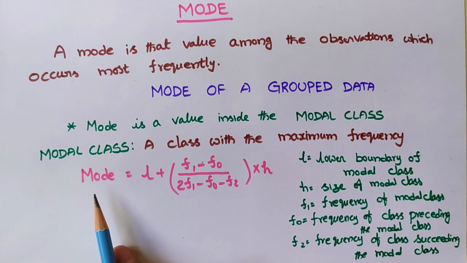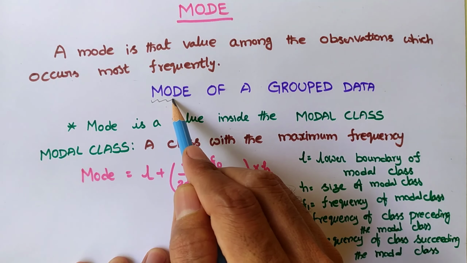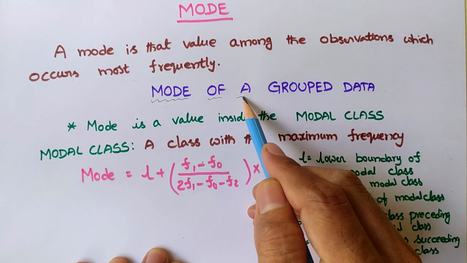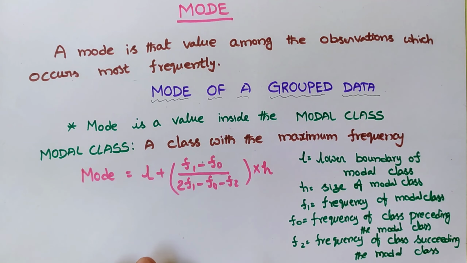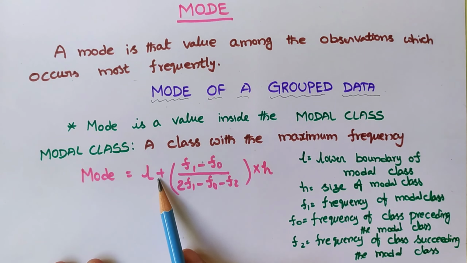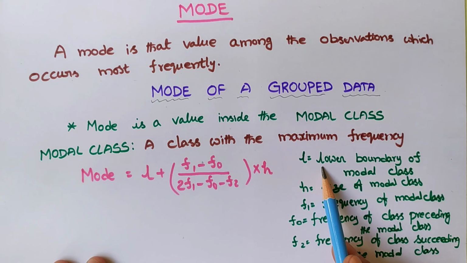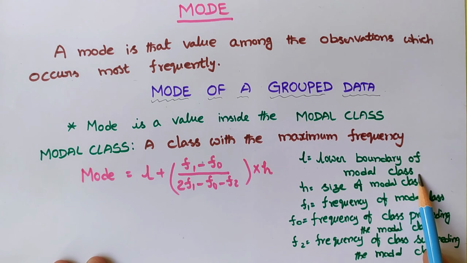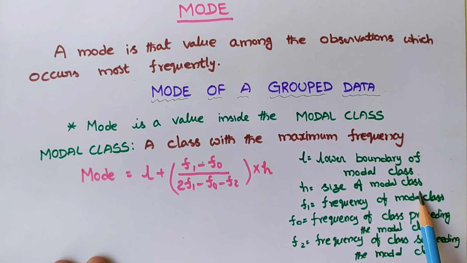Now we see the formula for mode of a group data. Mode equal to L plus F1 minus F0 by 2F1 minus F0 minus F2 into H, where L is equal to lower boundary of the modal class. H equal to size of the modal class.